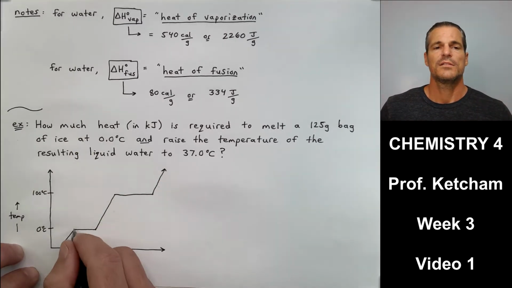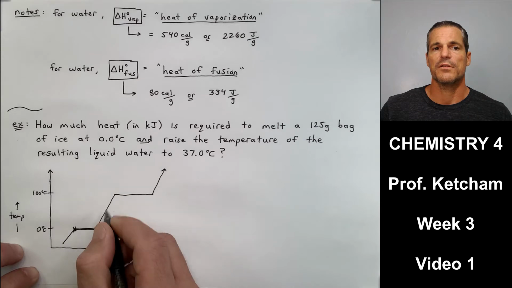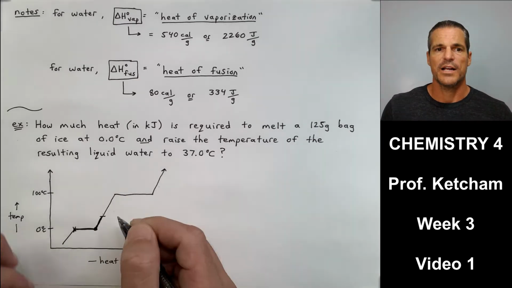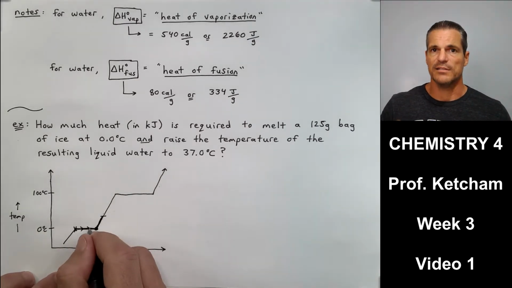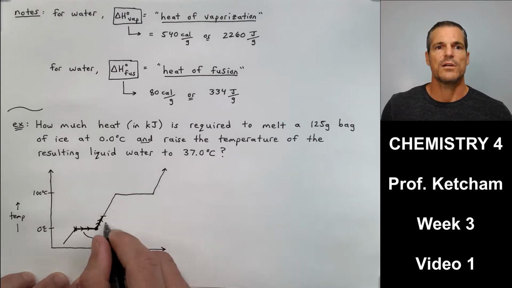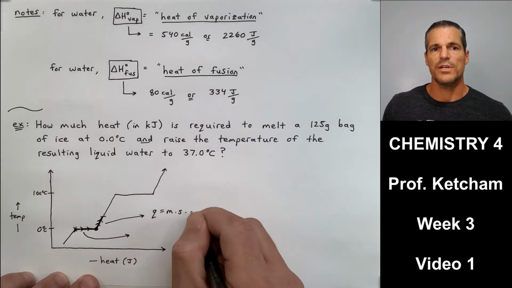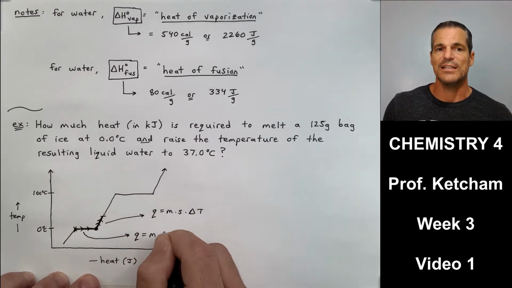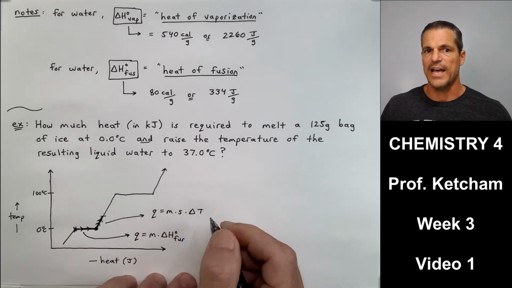So you see the little X I've drawn on the flat part of the curve? That's where I'm starting. I kind of do XO, like a kiss and a hug. So I'm heating from 0 degrees Celsius ice. Move over to the right, flat line.